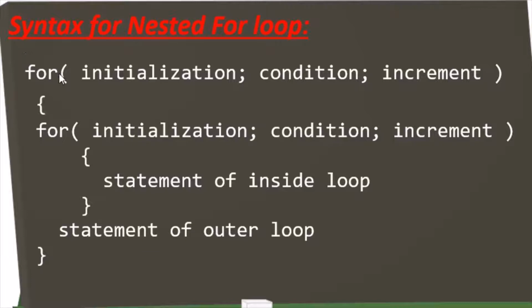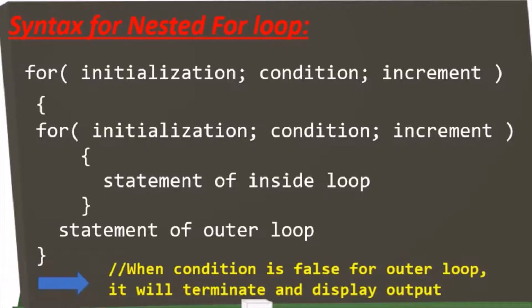First of all, it goes to the outer loop, then the inner loop. The inner loop does the operation till the condition is true. You have to note down one thing: every time, for example, the outer loop has initialized a value 1 and the inner loop is also initialized with the value 1. When the condition of the inner loop terminates, then it goes to the outer loop.